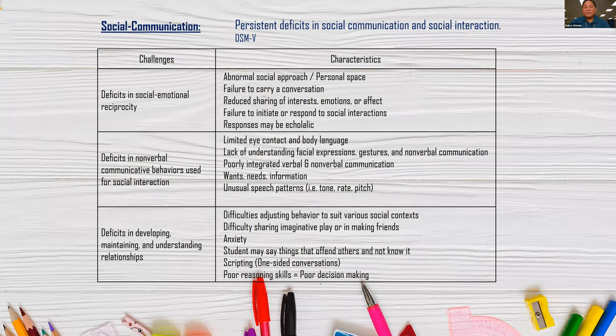So a prime example, and some of you may have already observed this, is that a student on the spectrum's response can come off as being rude and very direct, but just know that our student on the spectrum has no clue that they actually said something that might be offensive, right? And so it's, of course, our job to just remind them of what the appropriate behavior response is and work with the student.